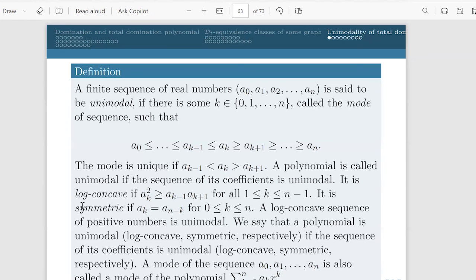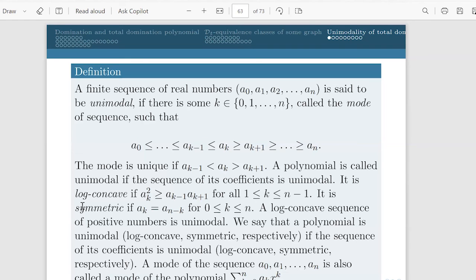And we say a polynomial is unimodal if the sequence of its coefficients is unimodal. And it is log concave if we have this relation for the coefficients. And also we say it's symmetric if Ak is equal to A sub n minus k. And you know, a log concave sequence of positive numbers is unimodal.